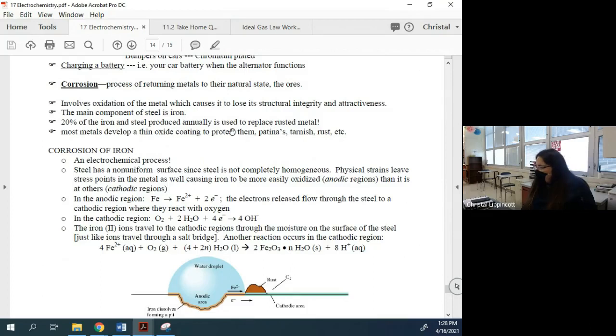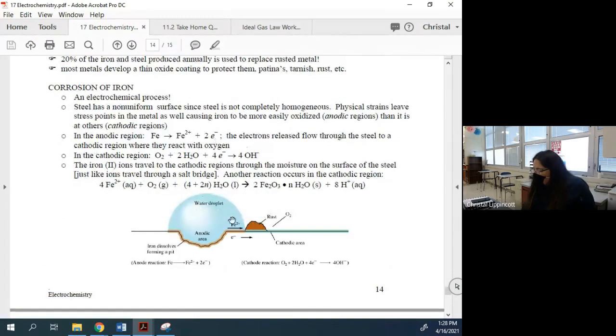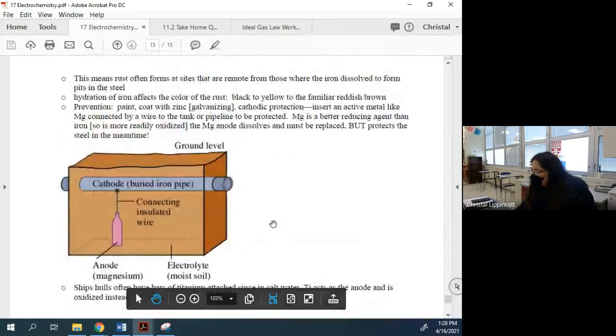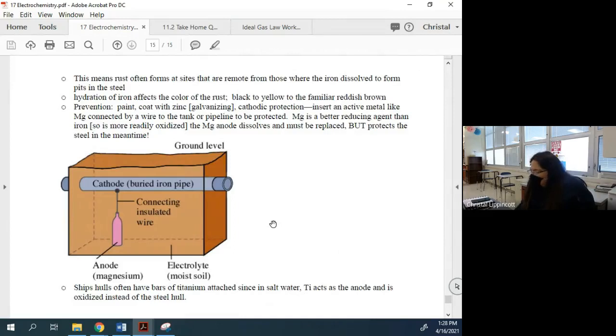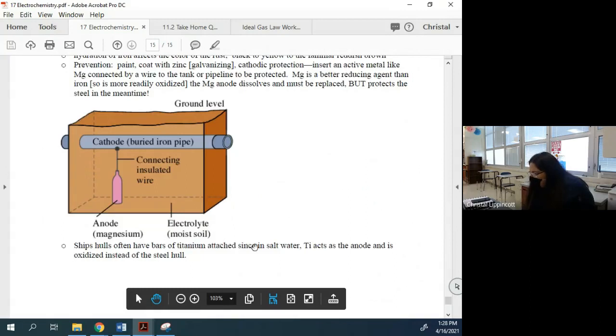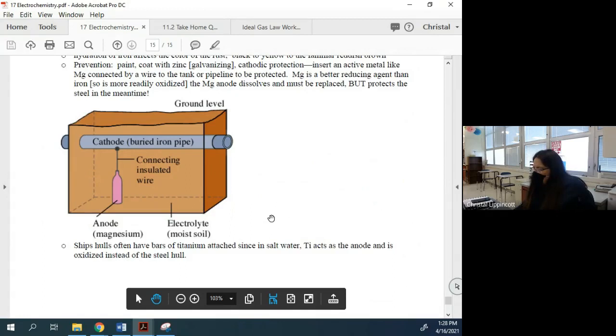Ships that they have, do we talk about that in here at some point? Yeah, so here's the rusting and that sort of thing. And then they do have ships, yeah, here, when they're talking down here. So for ship hulls, they will put bars of titanium on them. Since it's in salt water, the titanium acts as an anode. The titanium is oxidized instead of the ship hull. And then every so often they have to replace those titanium rods, but that is so much cheaper than replacing the ship hulls. So there are practical applications of this that come about.